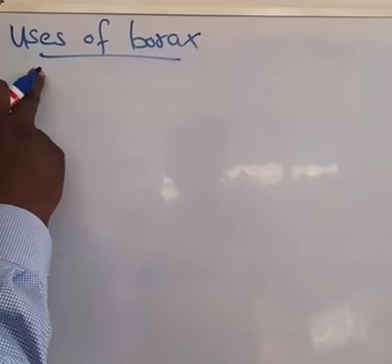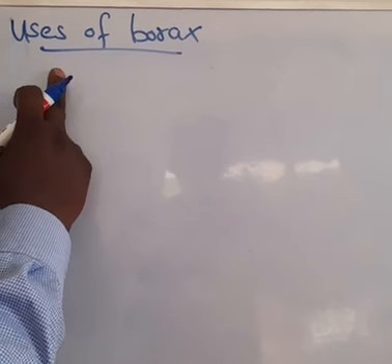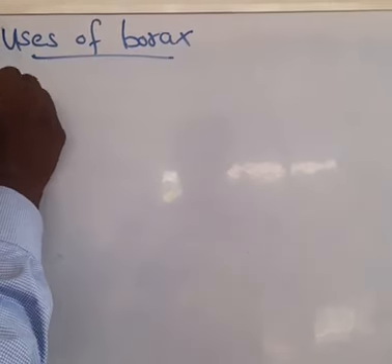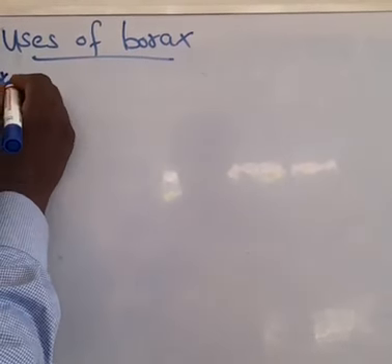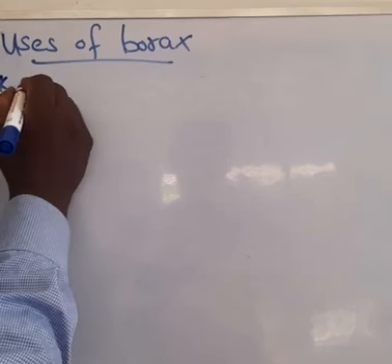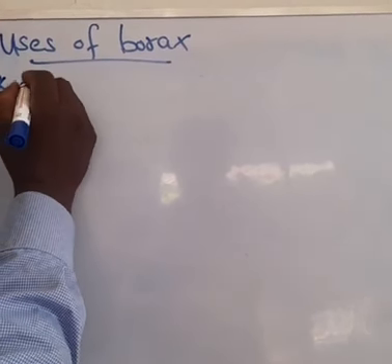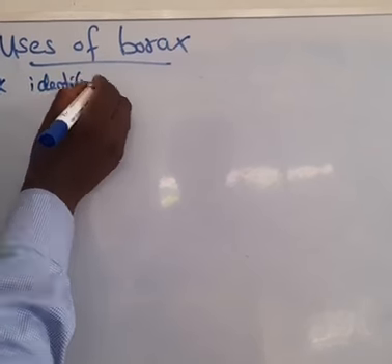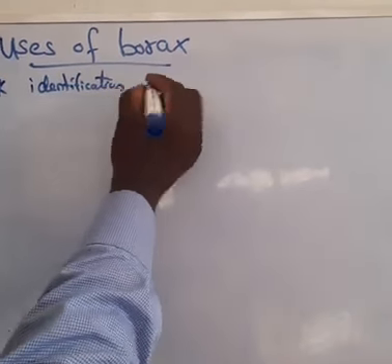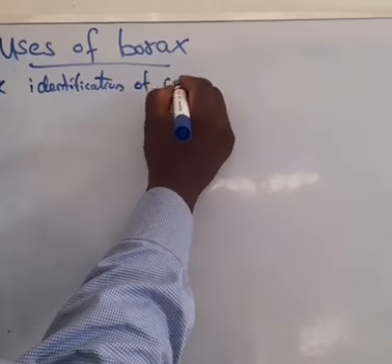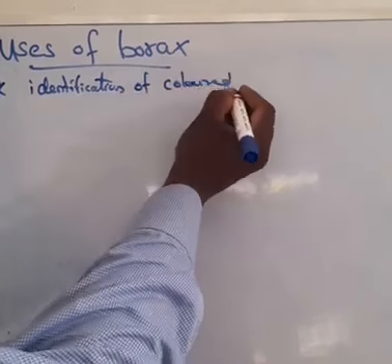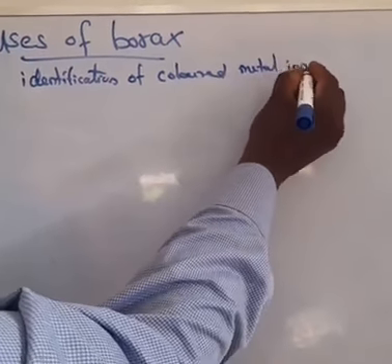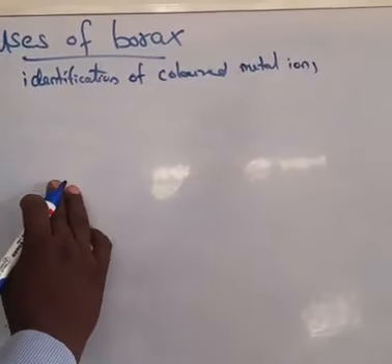Next topic is uses of borax. What are the uses? A 2-mark question. First one, borax is used for the identification of colored metal ions. So first application, first use.